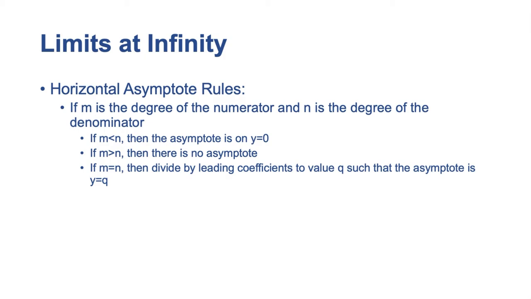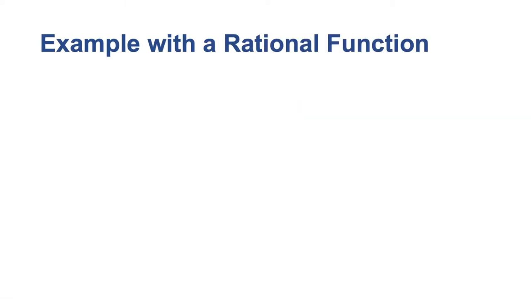A little bit more quantitatively, if I have ax to the m over bx to the n and m equals n, I'll just have an asymptote at y equals a over b. So those are our horizontal asymptote rules, and we will do an example now with a rational function.